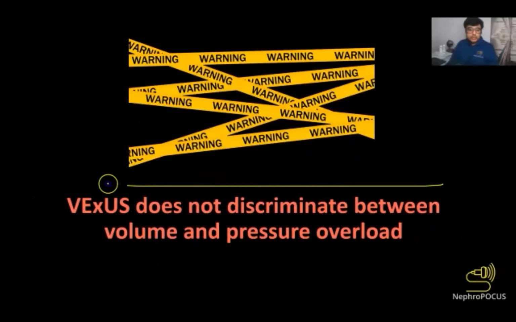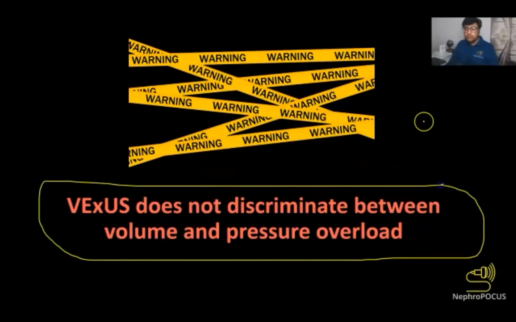And VExUS does not discriminate between volume and pressure overload. So if you have a VExUS grade 3, it does not mean it's all fluid overload. You can have a patient with chronic severe pulmonary hypertension and have VExUS grade 3 at baseline. But usually in such patients, we can still normalize portal vein or at least reduce the pulsatility of portal vein with the decongestive therapy. Again, you have to interpret everything in the right clinical context.